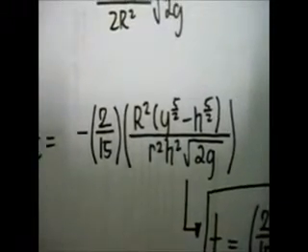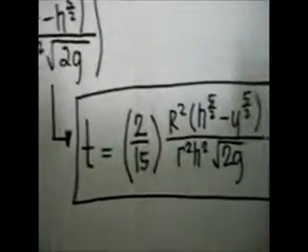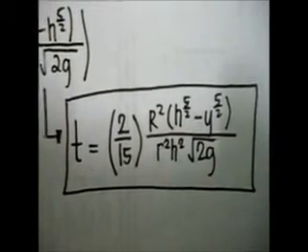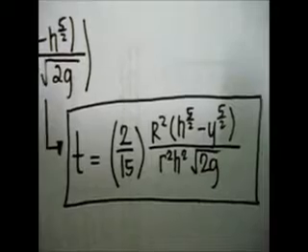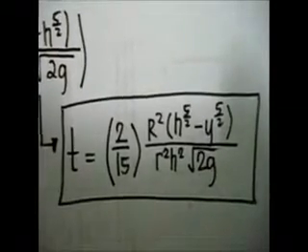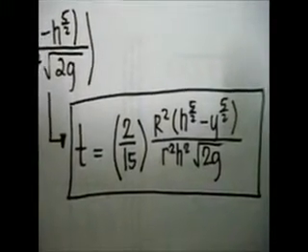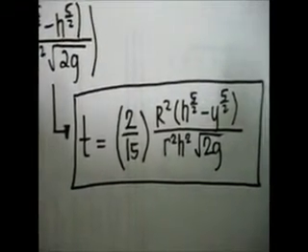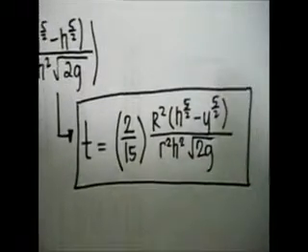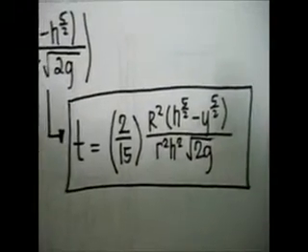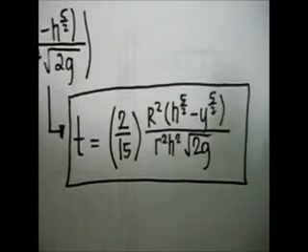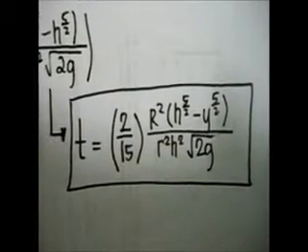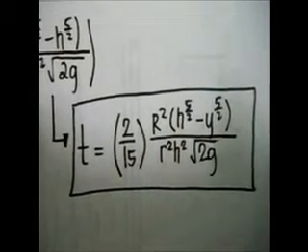So our final answer would be t is equal to 2 over 15 times R squared times the quantity of h to the 5/2 minus y to the 5/2 all over r squared h squared times square root of 2g. So this will be the time that the tank will fully drain with respect to the influence of gravity.